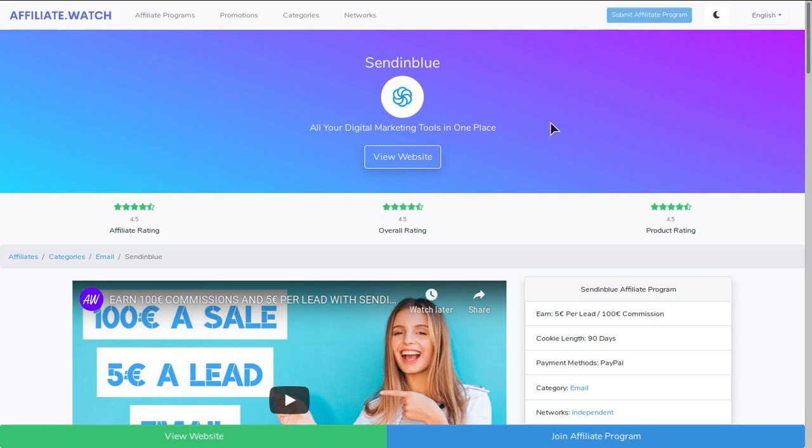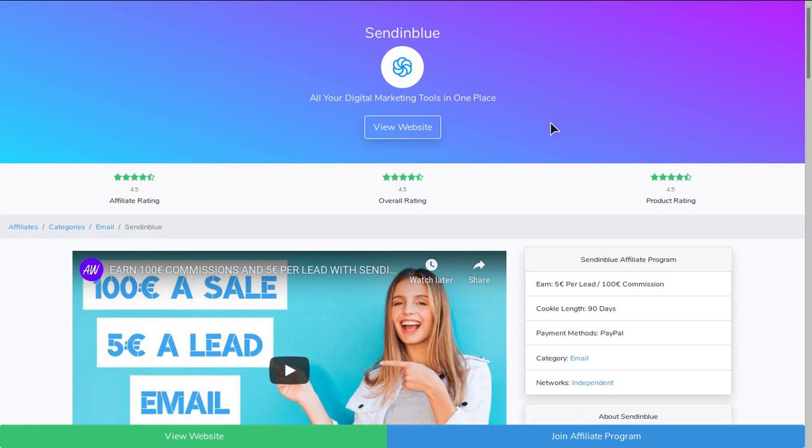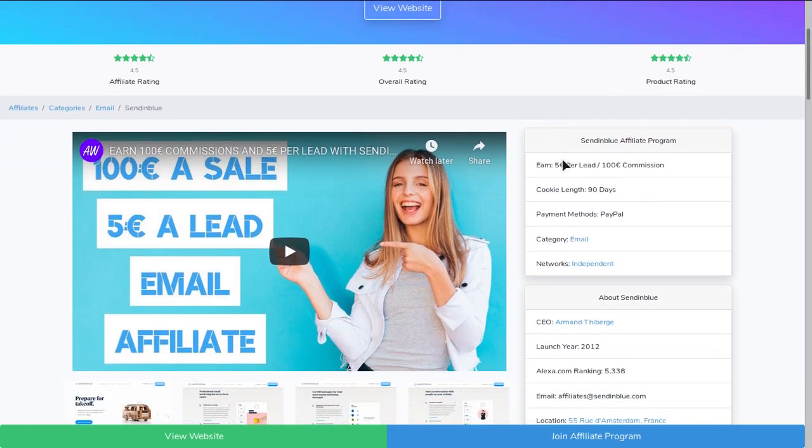First one we're going to be going over, which is my favorite, is Sendinblue. They pay 5 euros per lead and 100 euros per commission. The cookie length is 90 days and they pay out via PayPal.